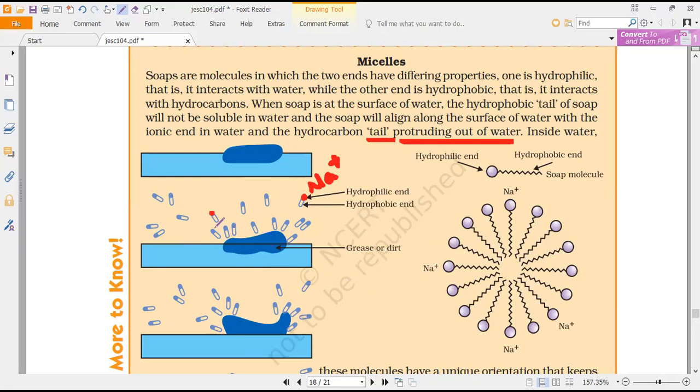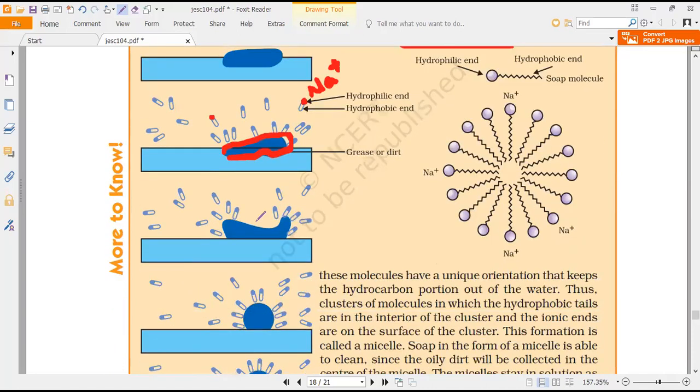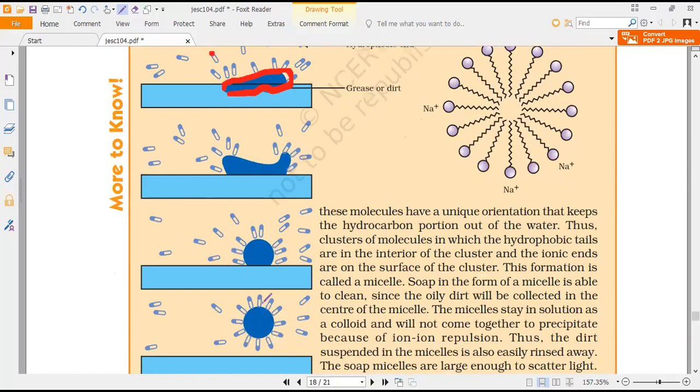So now whenever these hydrocarbons are attacking, you can see they are going to attract this oil or grease. Slowly they will attach to the dirt or grease particles and they will trap these particles. So they are trapping slowly. You can see the shape of this one keeps changing. Now when they keep on reacting from all the sides, these micelles, that is the soap molecules, will trap this oil particle and take it away from the surface.